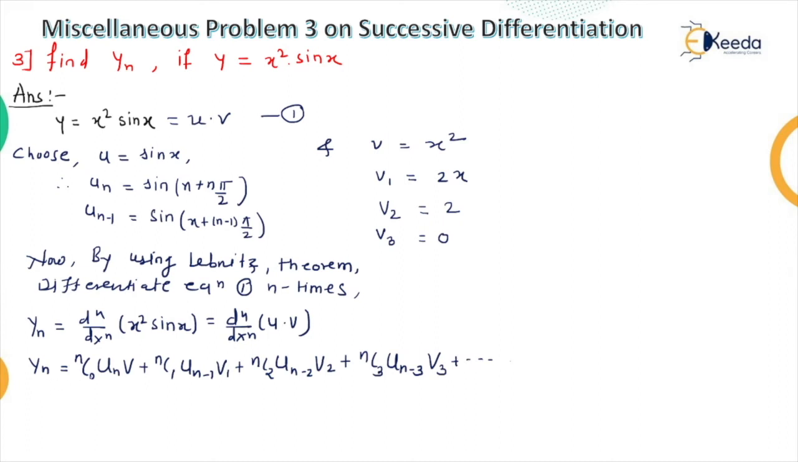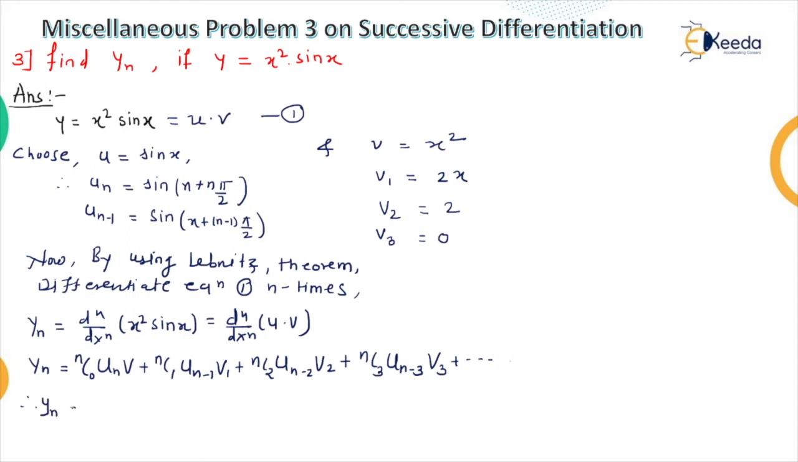Therefore substitute the value of above derivatives in this equation. Therefore we get above values. So which are these values? The value of u, value of v, value of u_n, value of v1, means u and its derivative, v and its derivative, substitute here.